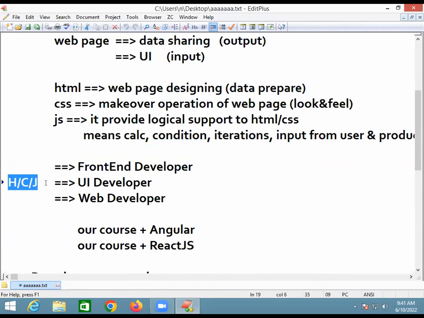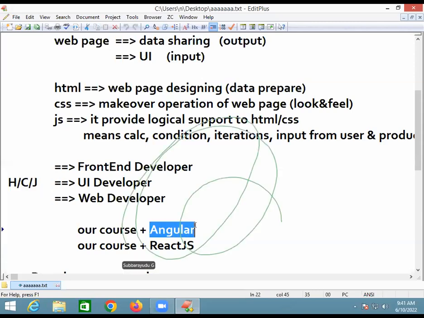These are the basement. For this basement, if you add supporting concepts such as Angular and React, we can do miracles, anything we can do. But without these supports, only limited operations we can perform. Yes, we can design web pages with these, there is no doubt at all, but limited operations. If you add Angular or React, then we can do anything else. We can perform any type of operations also.